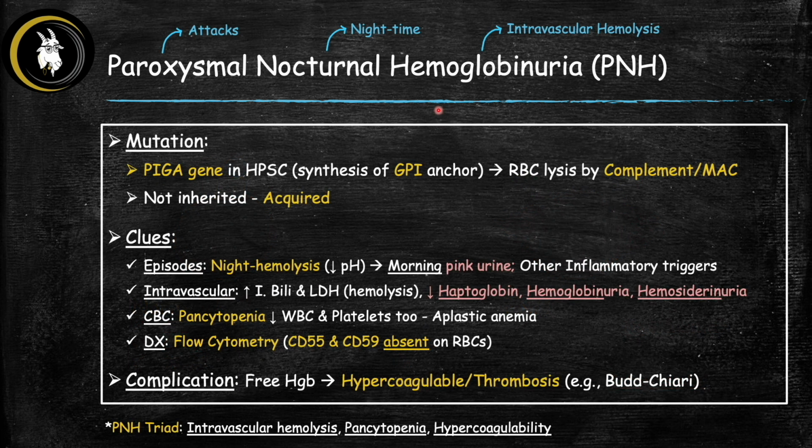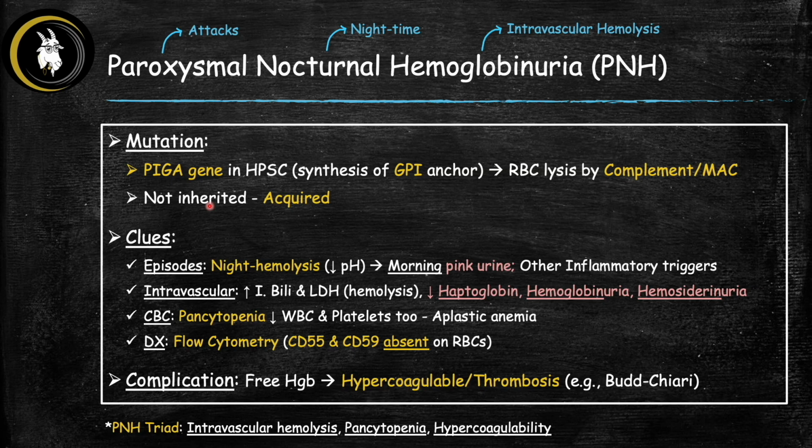Okay, so now let's go through all the key features of PNH. So as you just learned, the mutation causes a defect in the GPI anchor, and the gene that's mutated is called the PIGA gene. It's mutated in the hematopoietic stem cells. So this is the gene that encodes for the GPI anchor. So PIGA is the gene that's mutated, and this is an acquired mutation. It's not inherited, and so it's not a germline mutation that gets passed on to offspring.